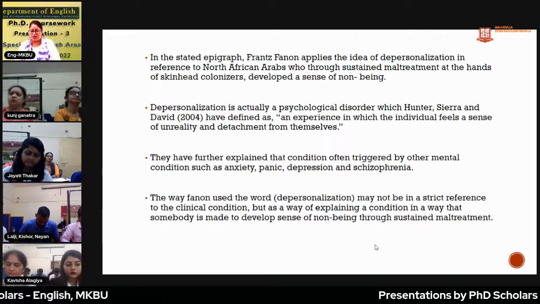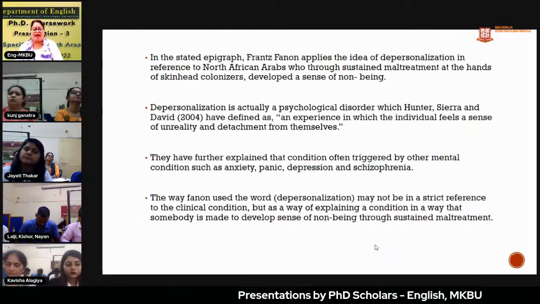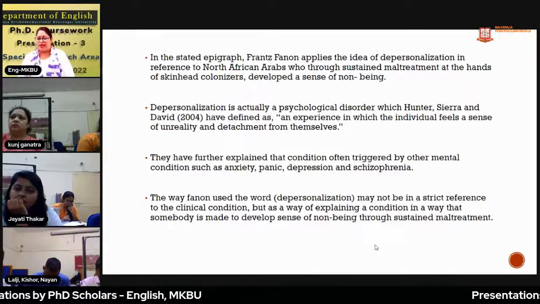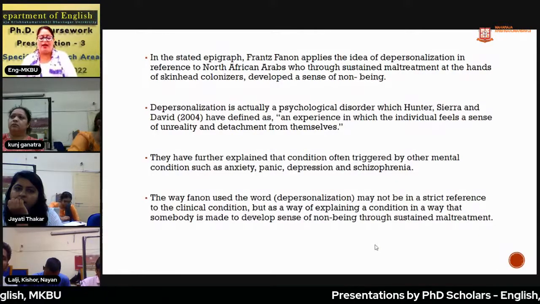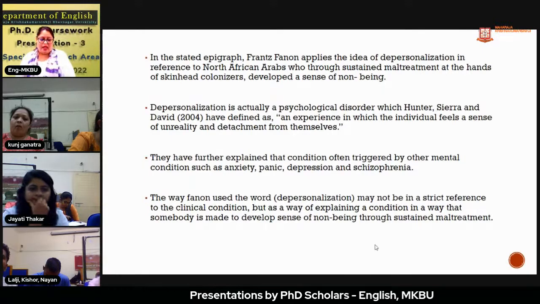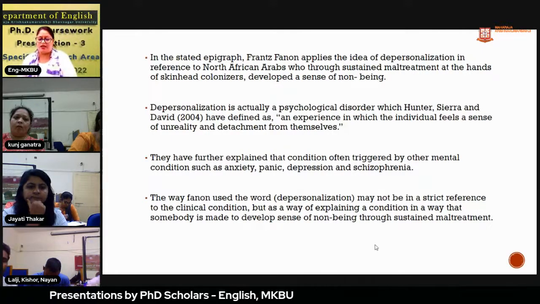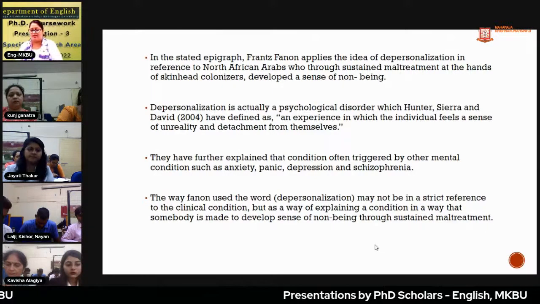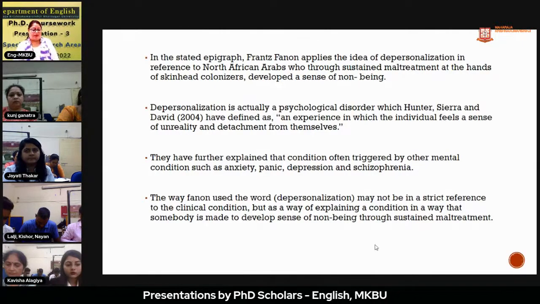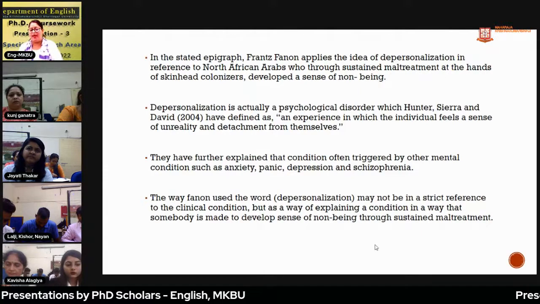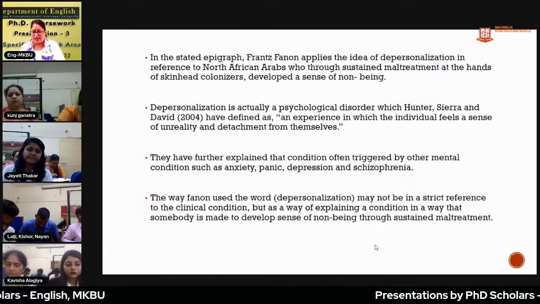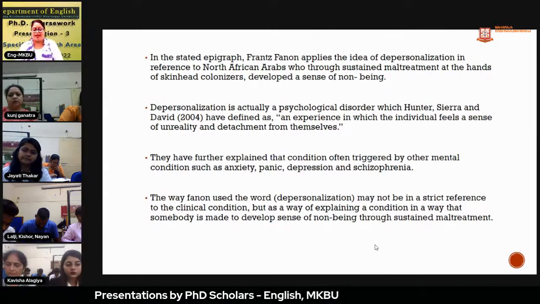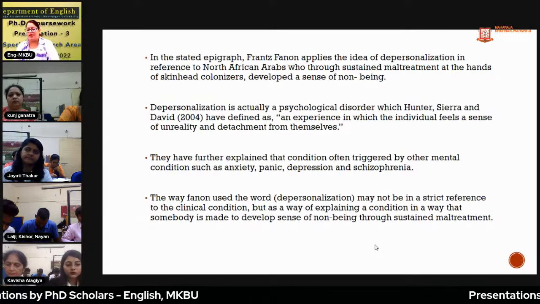Depersonalization is actually a psychological disorder which Hunter, Sarah and David in 2004 have defined as an experience in which the individual feels a sense of unreality and detachment from themselves. They have further explained that the condition is often triggered by other mental conditions such as anxiety, panic, depression and schizophrenia. The way Fanon used the word depersonalization may not be in strict reference to the clinical condition, but as a way of explaining a condition in which somebody is made to develop a sense of non-being through sustained maltreatment.